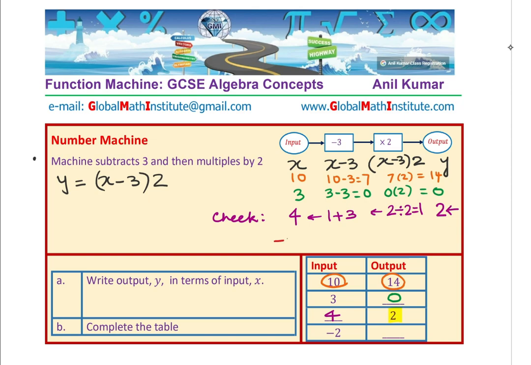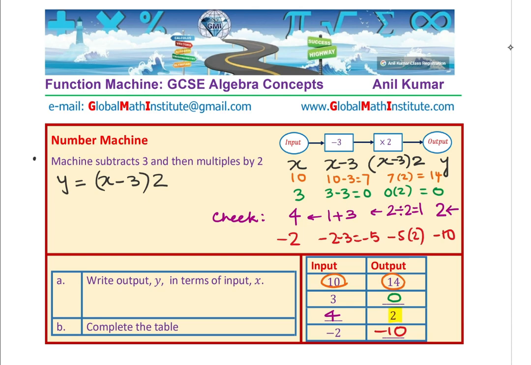If minus 2 is the input, in that case, minus 2 minus 3 is going to give us more negative, minus 5. And then minus 5 doubled will give us minus 10. So output will be minus 10 in this particular case. Do you see how we have completed the table?